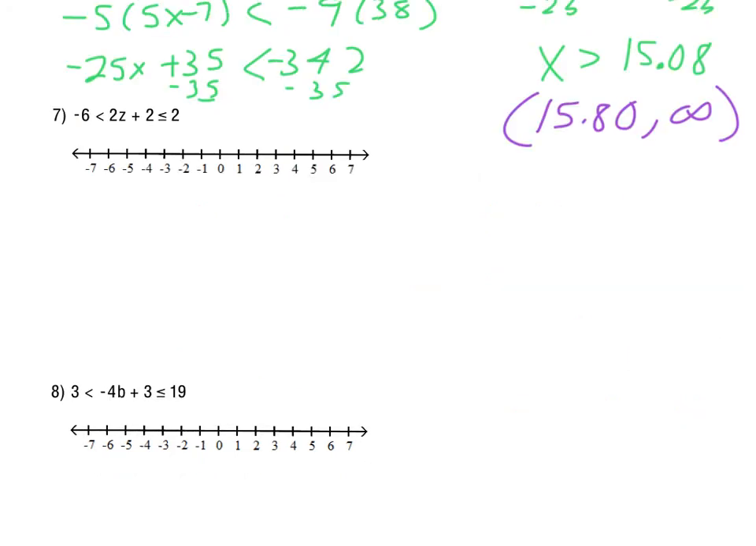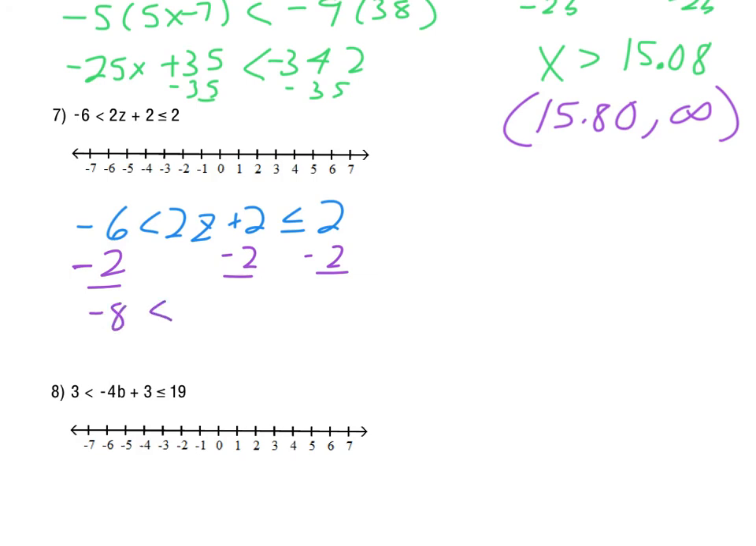So 7 is an example of a three-part inequality. On the left part we have -6, in the middle we've got 2z plus 2, and on the right we've got 2. Notice that from left to right the inequality makes sense. -6 is less than 2, so that makes sense, otherwise we'd have an issue. To go about this one, we would want to subtract 2, so we subtract that from the left and the right as well. So we get -8 less than 2z less than 0.